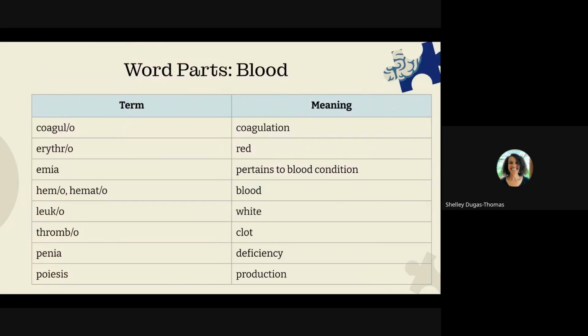So let's apply our word building blocks to blood disorders. Coagul, which is clotting, plus pathy, which is disease, is any disease or condition that impairs the blood's ability to clot normally, such as hemophilia. Anti, which is against, plus coagulant, from clotting, is a medication commonly referred to as a blood thinner that prevents or slows down the clotting process.